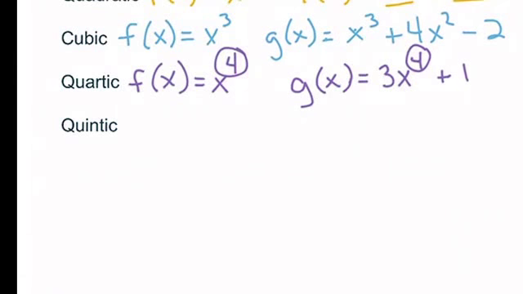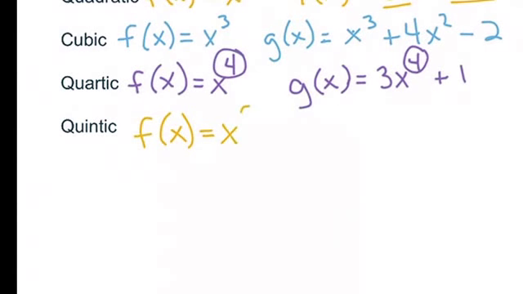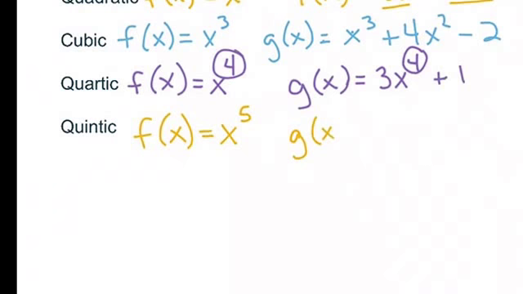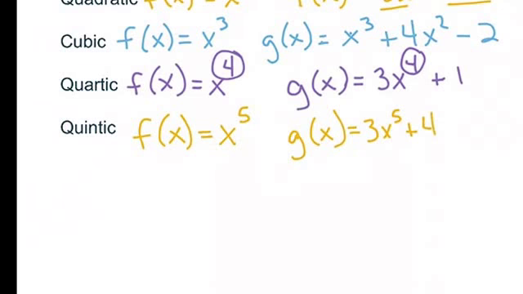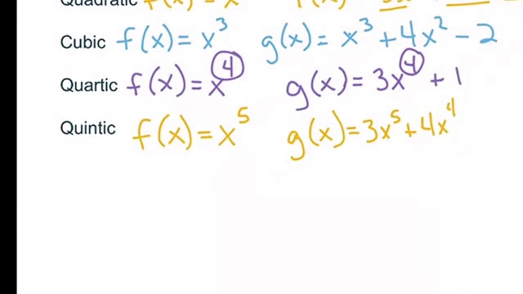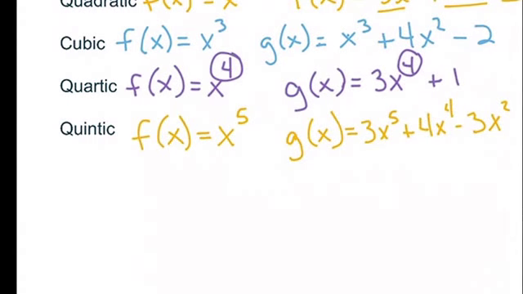And then last but not least, we have a quintic, which is a degree of 5. Another example would be g of x equals 3x to the 5th plus 4x to the 4th minus 3x squared. And I've run out of room, so I'm going to go ahead and stop it there. Again, it's a quintic because the degree of the polynomial is 5.